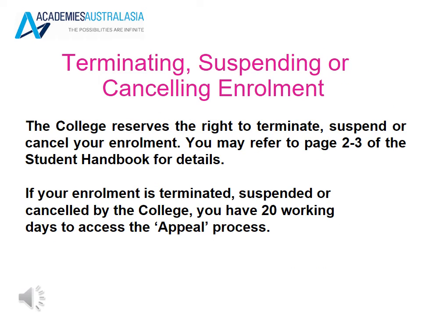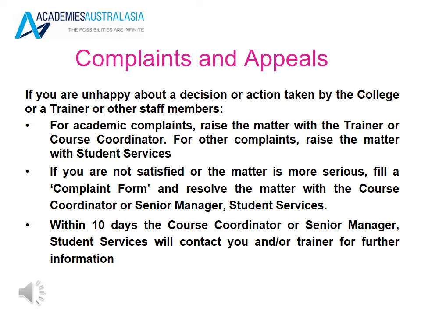The college reserves the right to terminate, suspend, or cancel your enrollment. You may refer to the student handbook for details. If your enrollment is terminated, suspended, or cancelled by the college, you have 20 working days to access the appeal process. If you are unhappy about a decision or action taken by the college or trainer, raise the matter with the trainer first. If you are not satisfied or the matter is more serious, fill in an internal appeals form and resolve the matter with the course coordinator.